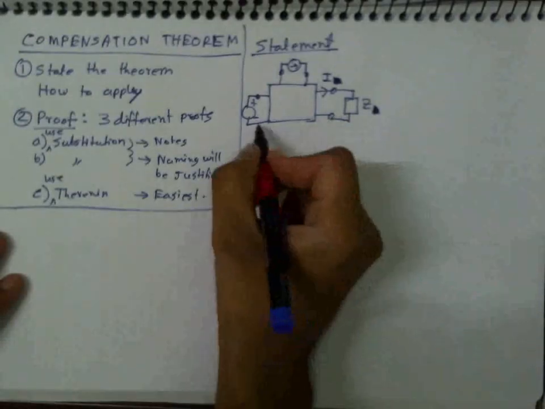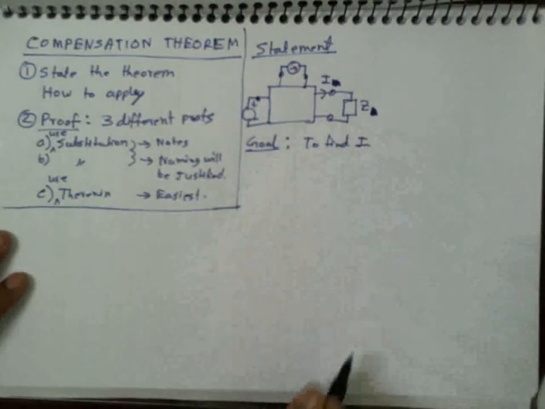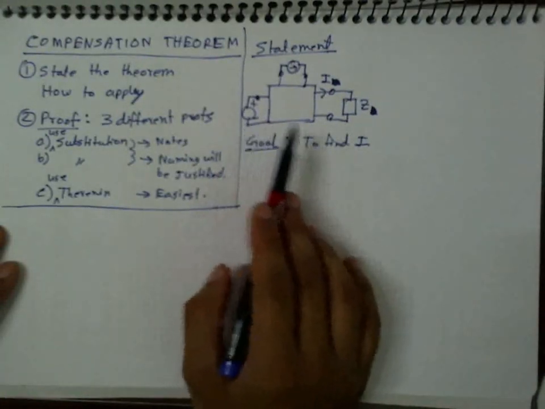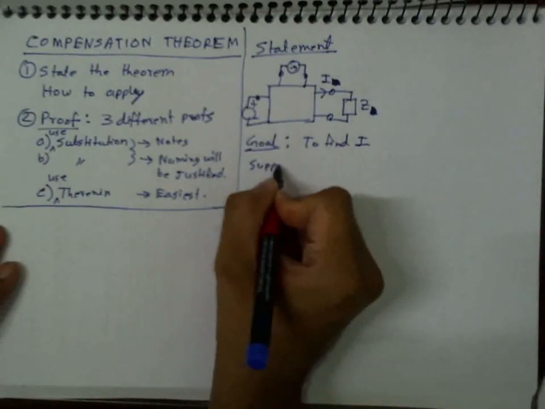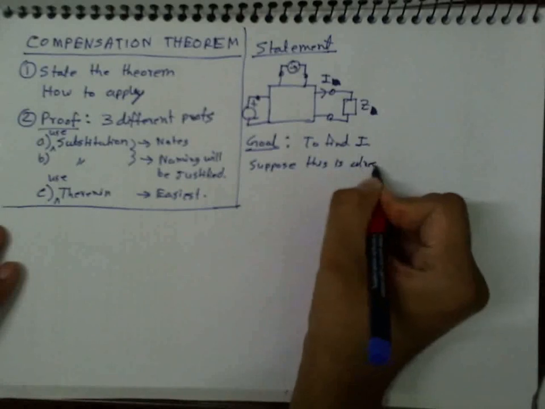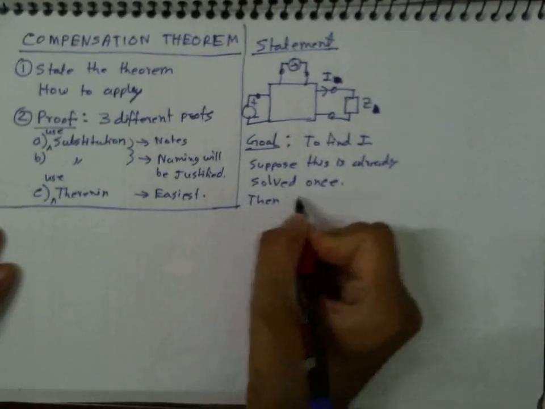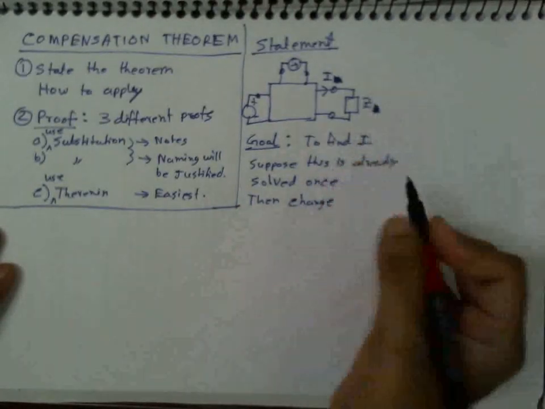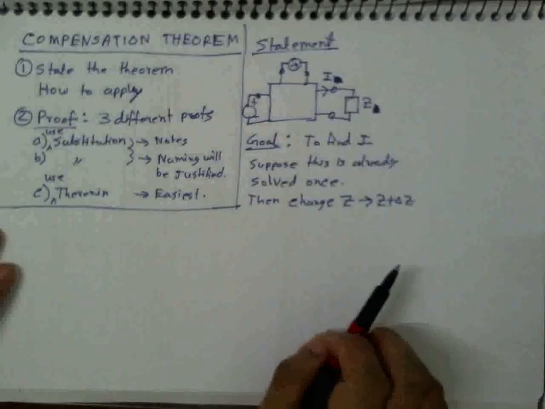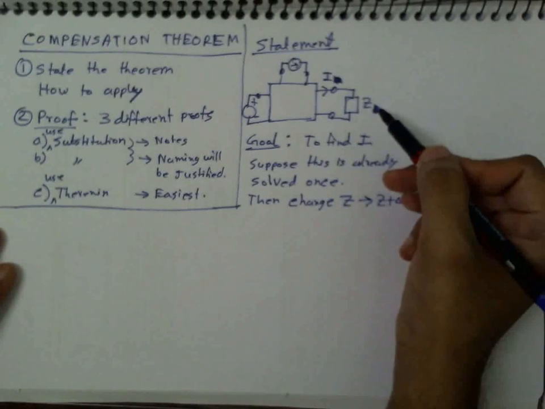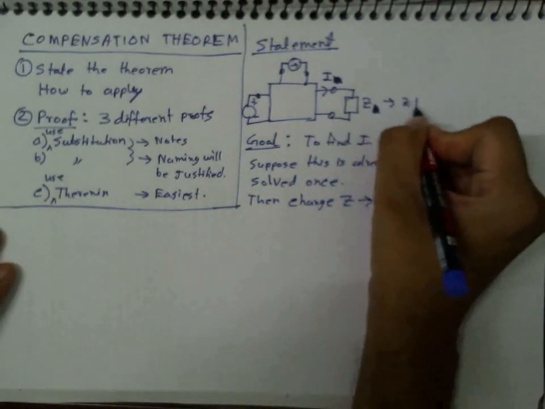Okay, so the goal, or the target, is to find I. For that we have to solve this network. We have to use some method for that. But suppose this is already solved once, and then we change the load impedance from Z to Z plus delta Z. Okay, suppose I have already solved this network once with this impedance as Z, and then I change this from Z to Z plus delta Z. This becomes Z plus delta Z.